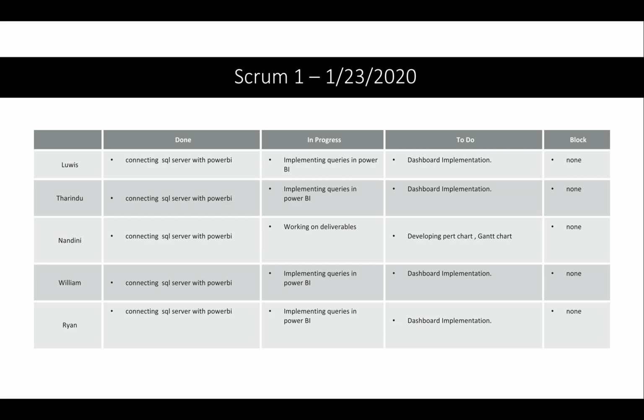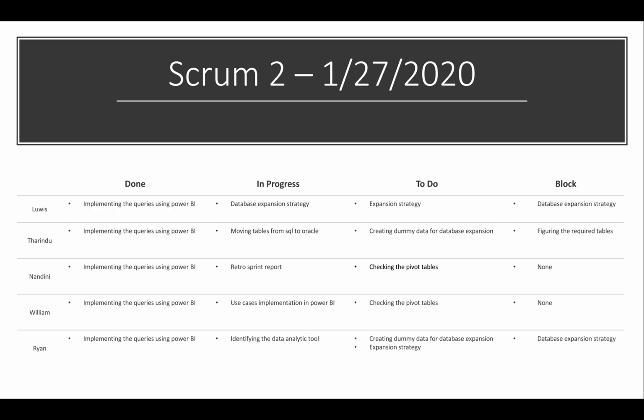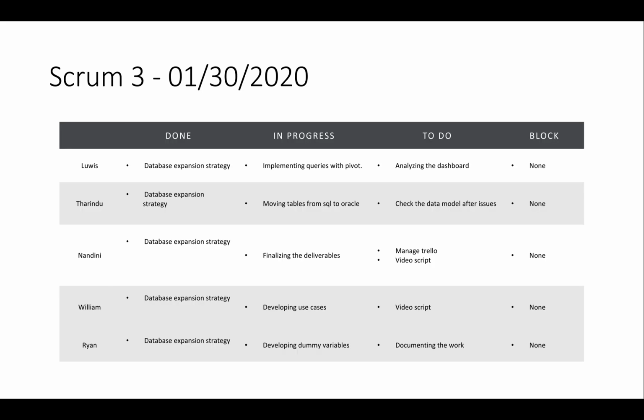And here is our Scrum 1. We finished that Scrum in January 23, and basically we installed the Power BI tool on laptops and got Power BI connected to the SQL server mainly. In the second Scrum, we implemented assigned queries in Power BI before the next Scrum.